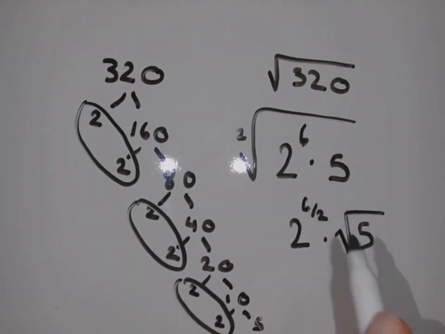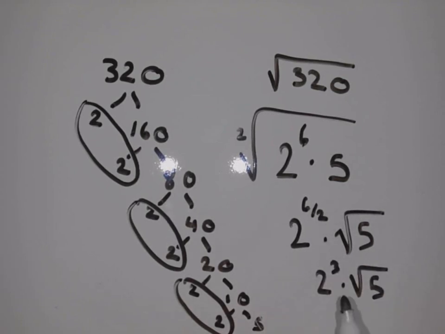Okay, so this here we said was a 3. And what is 2 cubed? Well, we know what that is, right? That's an 8. So this is what I have: 8 times square root of 5. Okay?